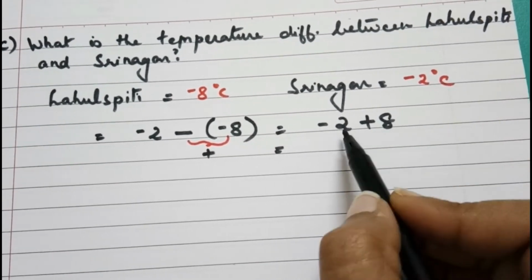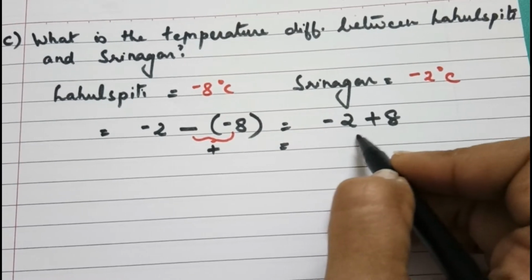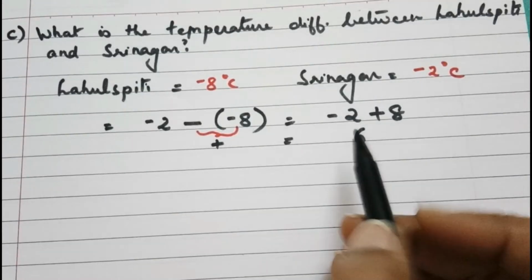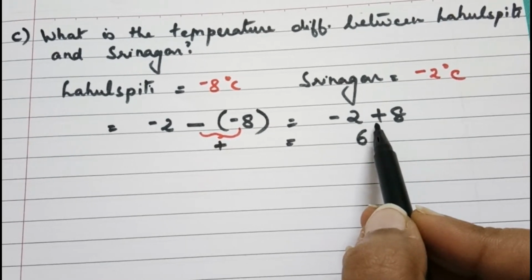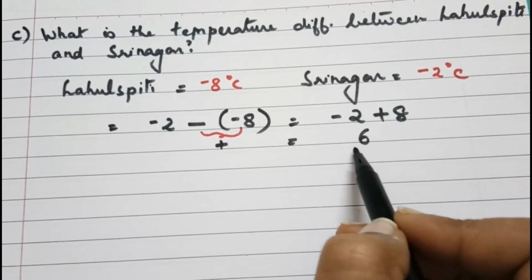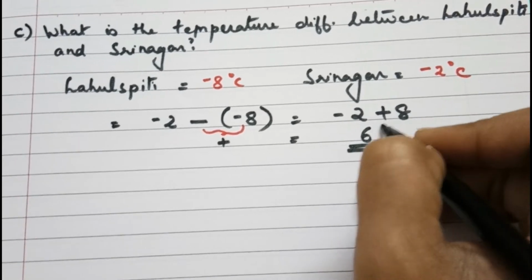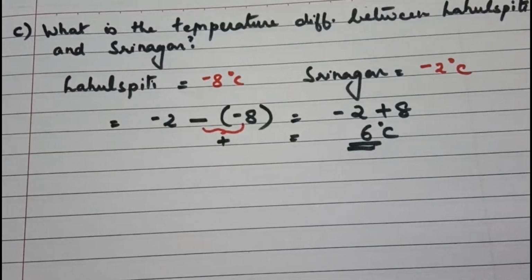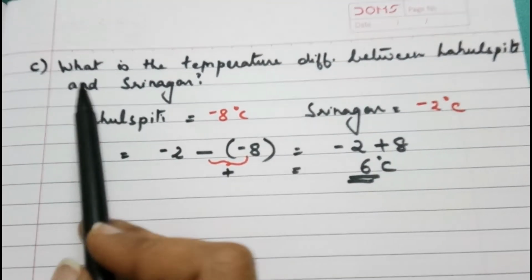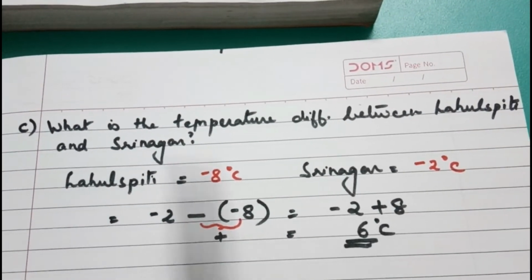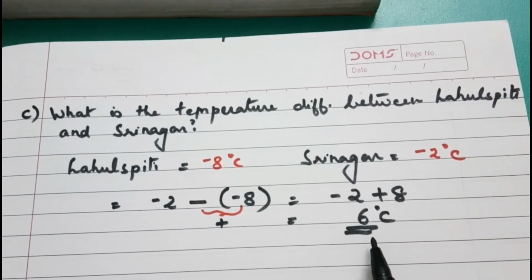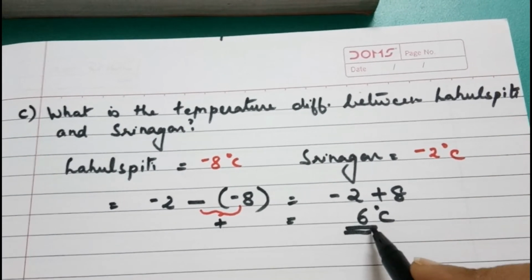So what will be here? The result will be 8 minus 2, which is equal to 6. Now since 8 is a bigger number here having the positive value, the answer will be positive 6. Since it is in degrees Celsius, we'll add degrees Celsius. So the temperature difference between Lahul Spiti and Srinagar is 6 degrees Celsius. I hope this is clear too.